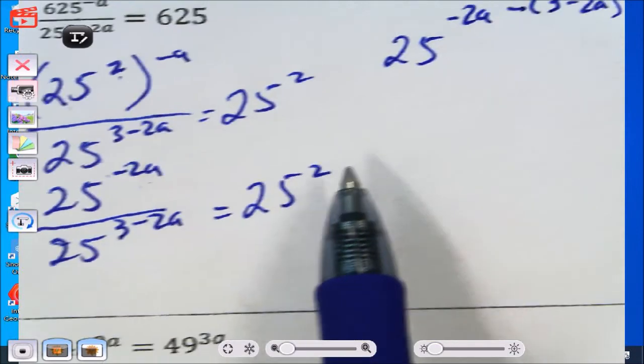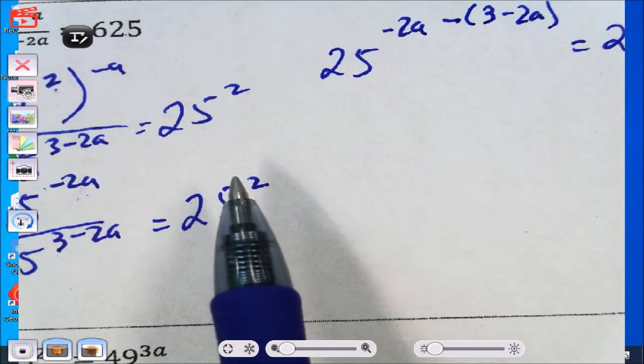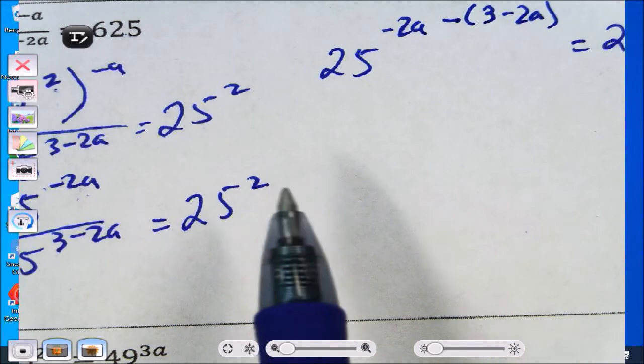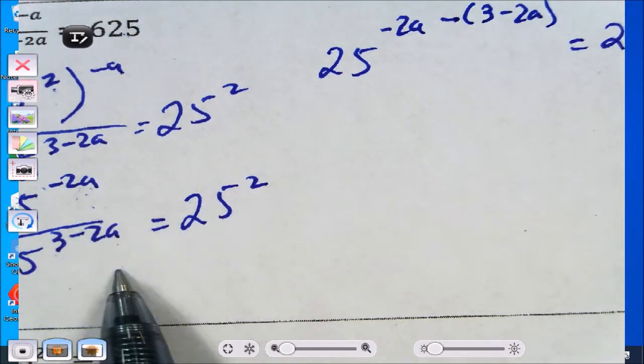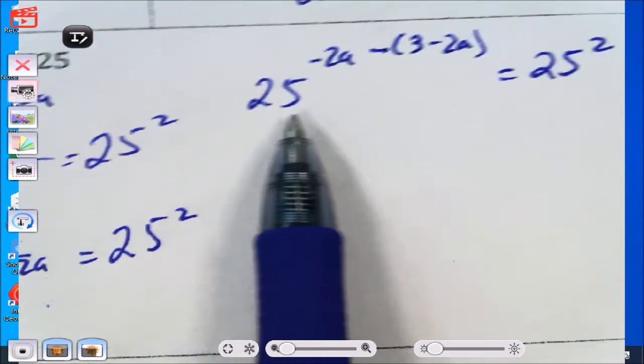Why won't that just cancel out? What cancel out? The 25. The 25s do not cancel. You have to look at the exponents. But I'm writing it with only one 25, right? Just the 25.